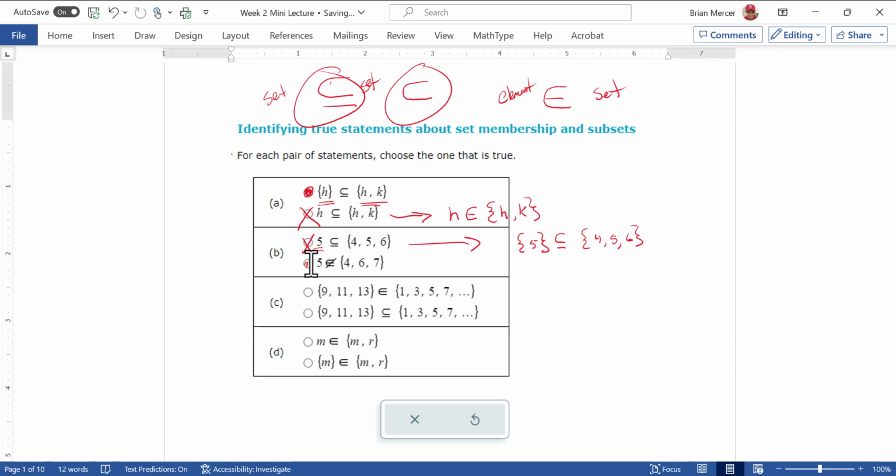Here, this one turns out to be correct because what this statement says is that 5 is not an element of. For any of these symbols, if you put the slash through it, it just means it's not whatever that symbol says it is. That little E thing is the element notation. So we're saying 5 is not an element of the set containing 4, 6, and 7. So that's a true statement.